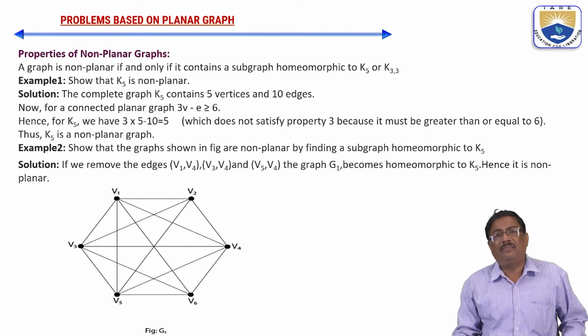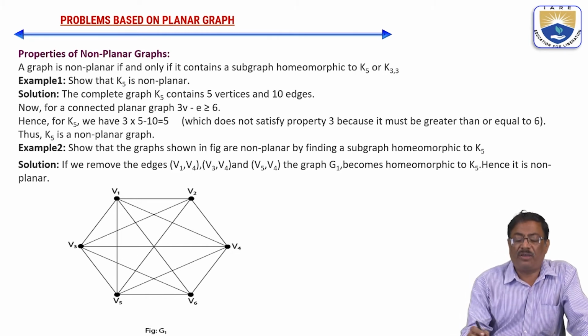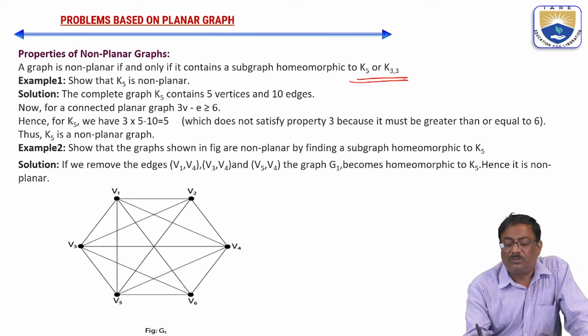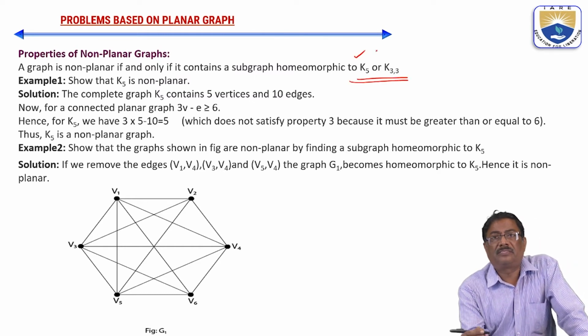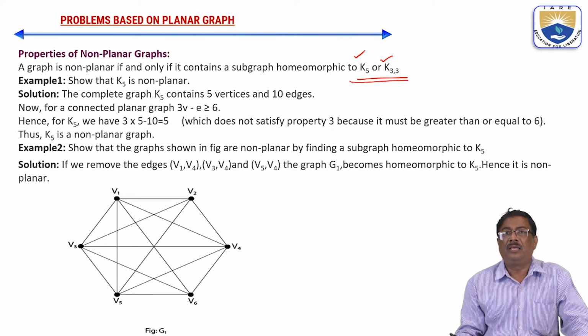Now, what is the property of a non-planar graph? A graph is non-planar if and only if it contains a subgraph homomorphic to K5 or K3,3. So, if I get any subgraph from the given graph which is a complete graph with 5 vertices, or Kuratowski's second graph, that is nothing but the complete bipartite graph, then we can say that the graph is a non-planar graph.